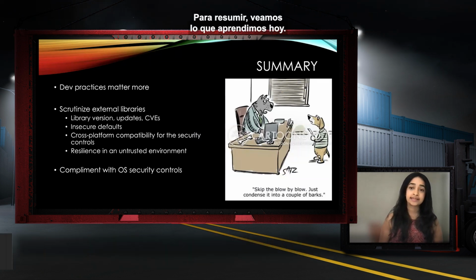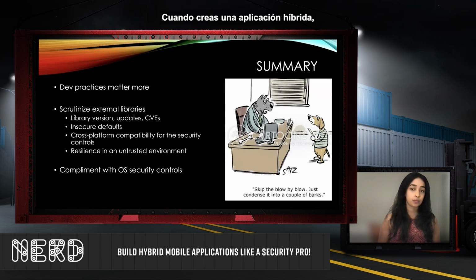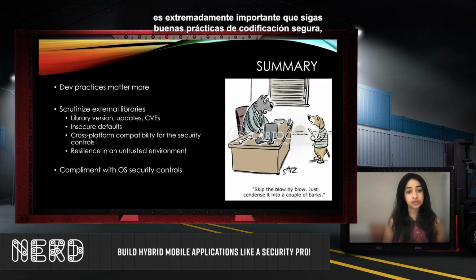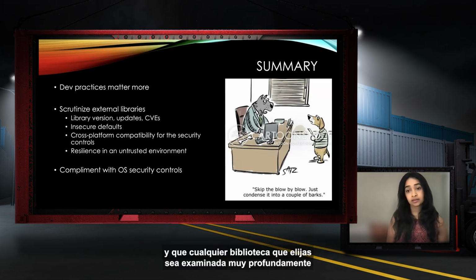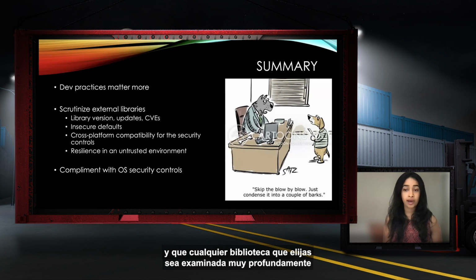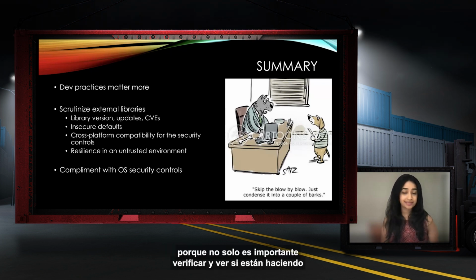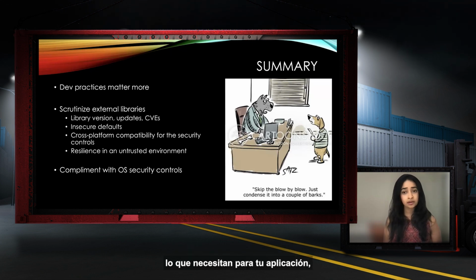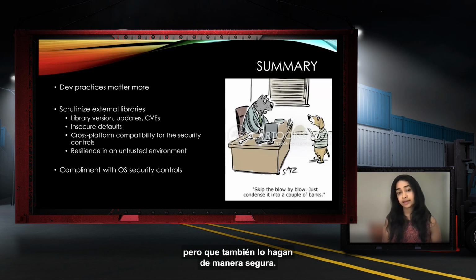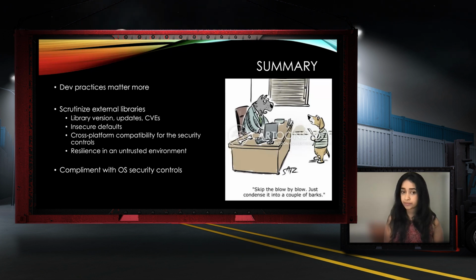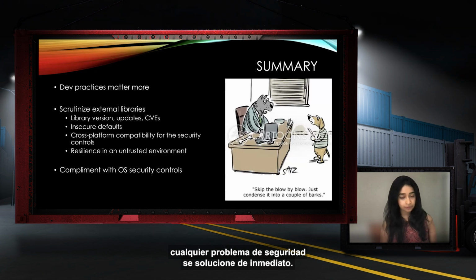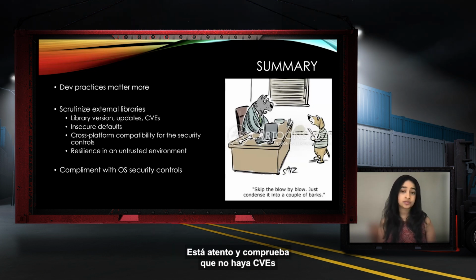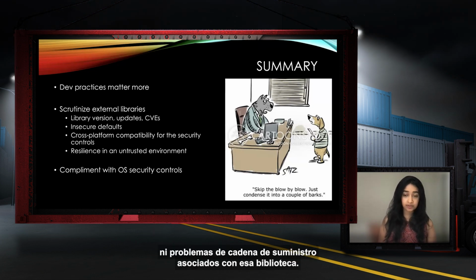So to summarize, let's see what we learned today. When you're building a hybrid application, it's extremely important that you follow good, secure coding practices and that any library you pick, you scrutinize very deeply, because it's not just important to check and see if they're doing what they need for your application, but that they also do it securely. So ensure that the library is being kept up to date. Any security issues are immediately fixed. Keep an eye and see that there are no CVEs or supply chain issues associated with that library.